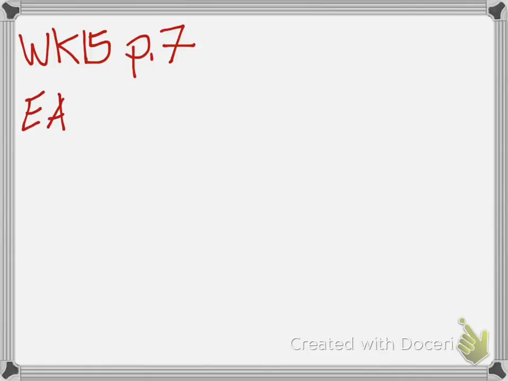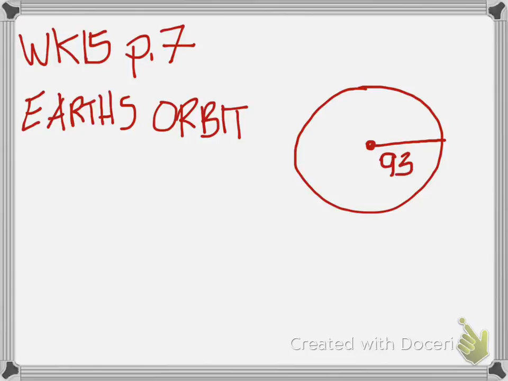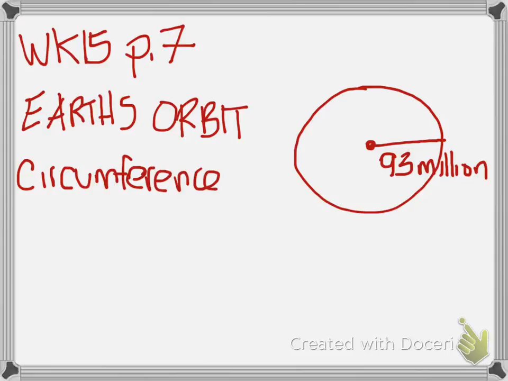On page number 7, they're talking about the Earth's orbit. And it says that the Earth orbits around the Sun with a radius of 93 million miles. It says, how far do we have to travel in an orbit around the Sun? In other words, find the circumference of our orbit. Because remember, circumference is the perimeter of a circle, and our orbit is in a circle.